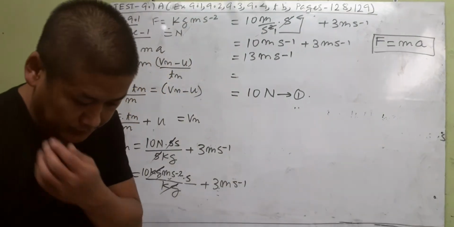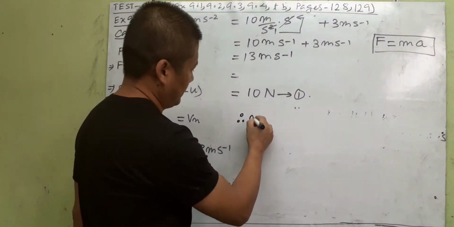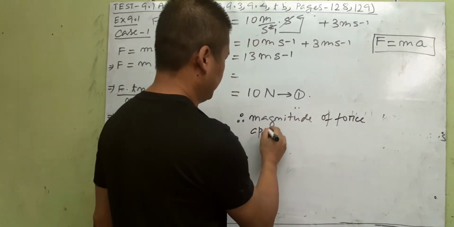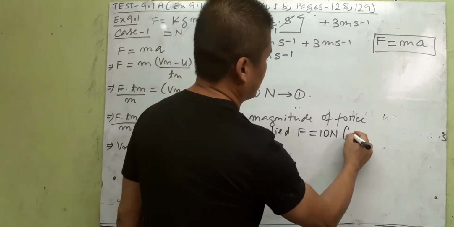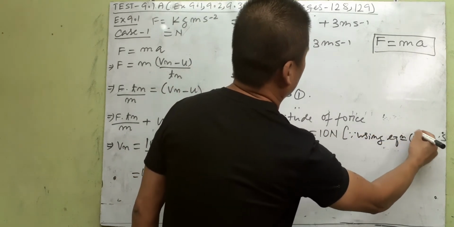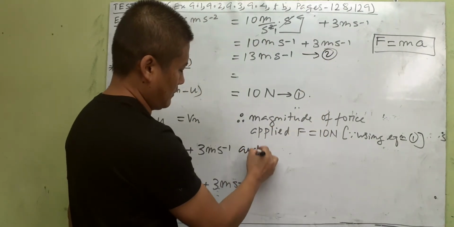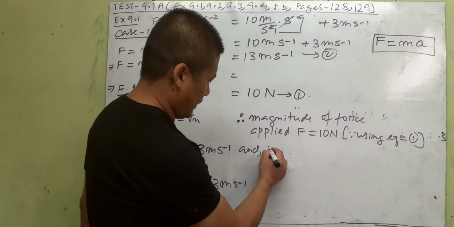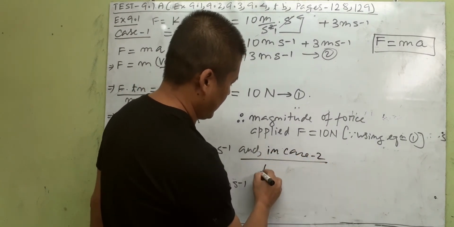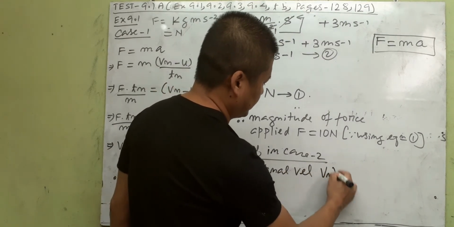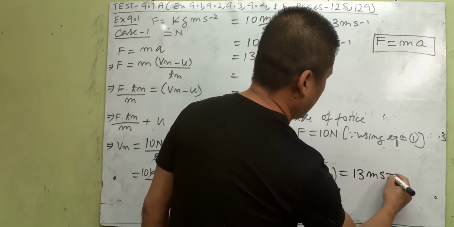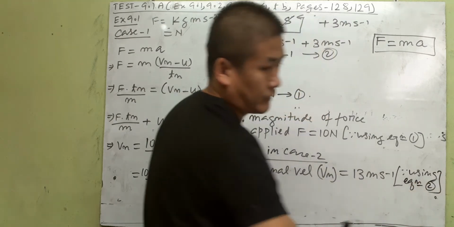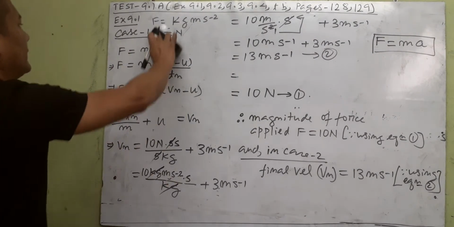Therefore, the question is saying find the magnitude of force applied, which is F, is equal to 10 Newton, as you get this one by using equation number 1, and we may as well put this one as 2 then. And in case 2 you can write down final velocity Vn is equal to 13 meter per second, as you get this one by using equation 2. Okay, so that's the first answer. Let's go to 9.2 now.